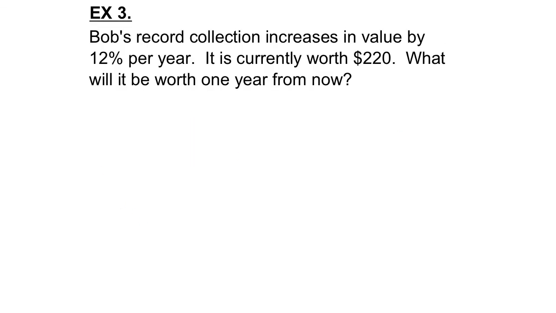In the last example, we looked at a percent decrease. Now we're going to go the opposite way. Bob's record collection increases in value by 12% per year. It is currently worth $220. What will it be worth 1 year from now? So again, you can base your solution off of what we did in the previous example. You can find what the increase is and then add it to its original value, or you can figure out what its new value is going to be all in one step.